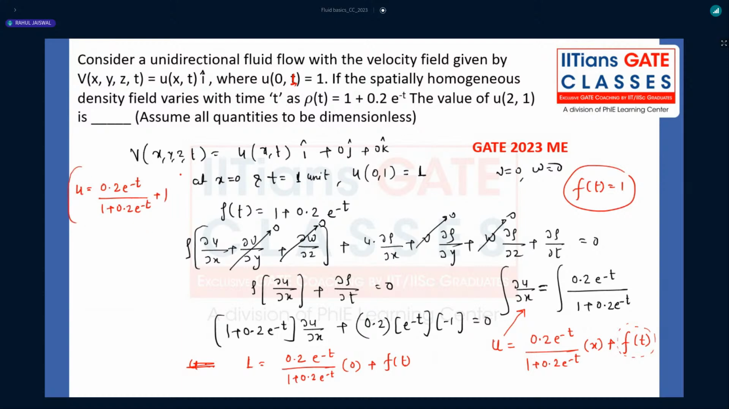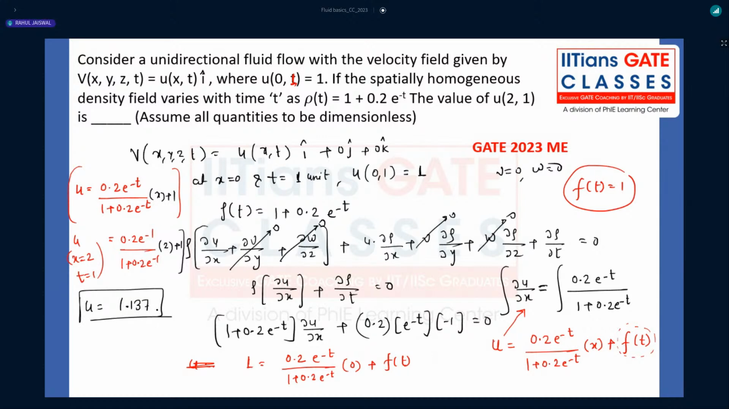Now we know the function u, we can directly put in what we need to find: u at x equal to 2 and t equal to 1. So when you put in e to the power minus 1, x is also there, so we have to write x plus 1, where x is 2. So what is u? When you calculate, you will be getting approximately 1.137. This will be the answer.